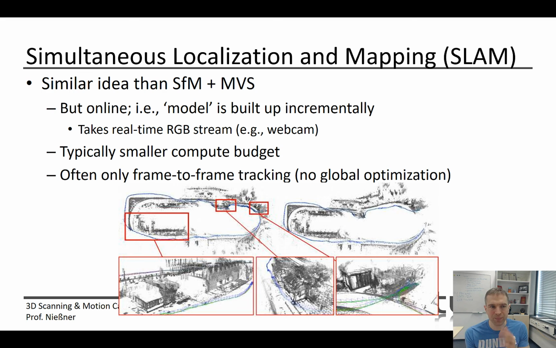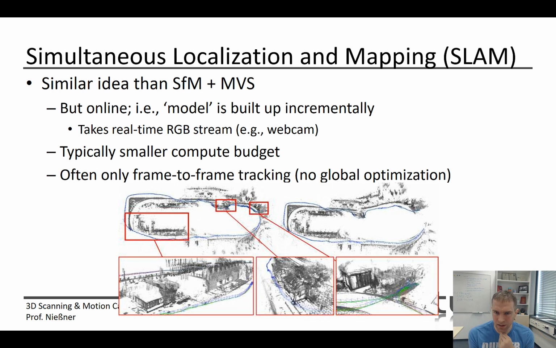So the idea here is very similar to SFM and MVS, except that it's online and the model is built up incrementally, right? So it takes the stream of RGB images as input, meaning that when you get the first images and you want to optimize the poses and the intermediate point clouds based on these images, you don't know the future frames yet, right? And the other aspect when people talk about SLAM is there's typically a much smaller compute budget available. So typically people want to do this in real time, and they don't have a lot of time to do things like SIFT matches, which is expensive. But you can still make it work. Often only frame-to-frame tracking, meaning that often they don't do a global optimization, but they just use the current estimate and then they're adding more and more stuff to it afterwards.